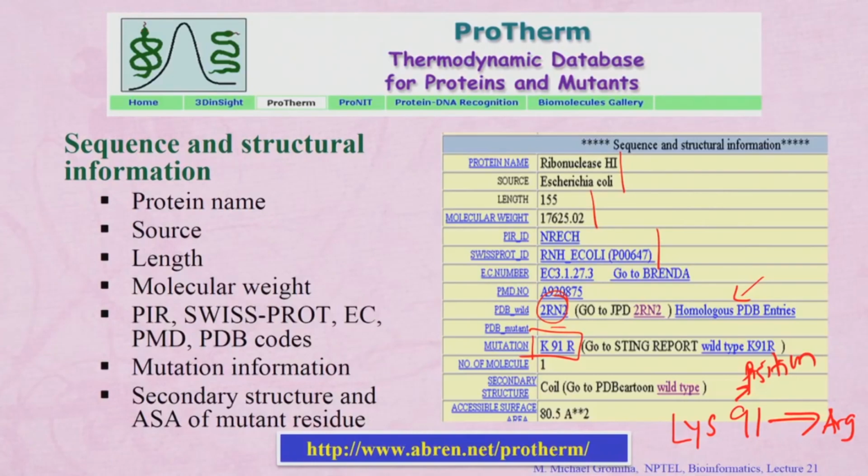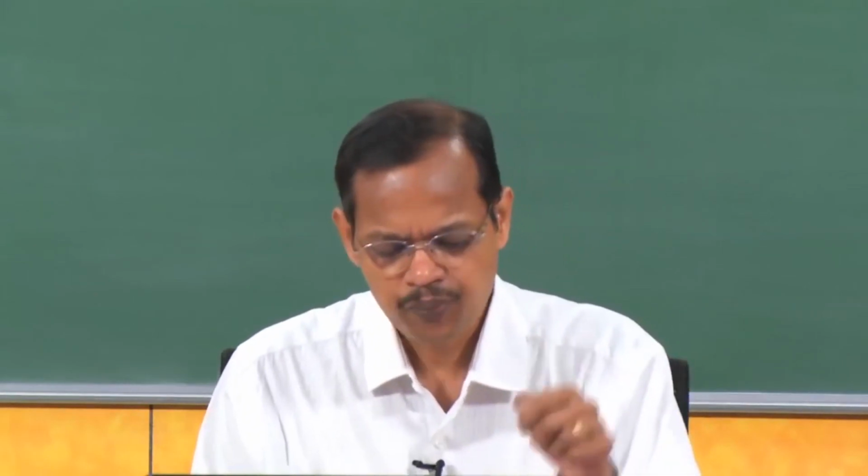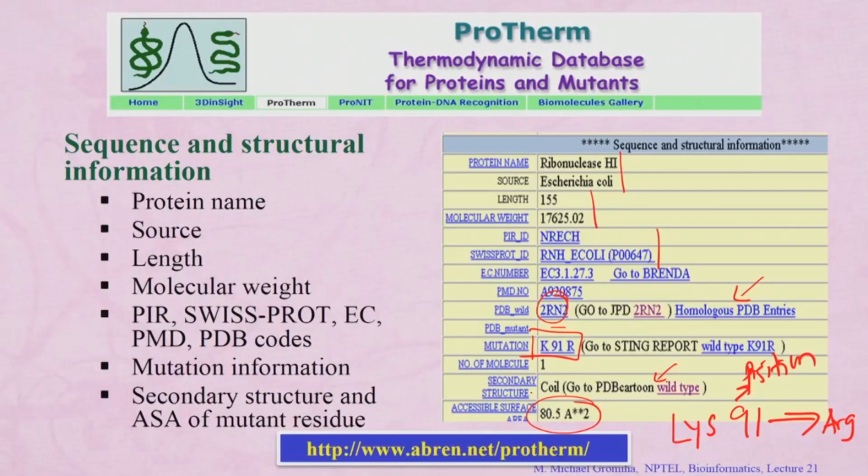Then we give the secondary structure, right. Here this is coil. If you want to see the PDB in cartoon, you can click here. So you can see the cartoon structure and locate the mutant, and you can see this in a coil structure. What are the other regular secondary structures? Helix or strand. So here it is in a coil region. Then accessible surface area, which we discussed earlier, shows how far a residue is accessible to the solvent. This is 80.5 angstrom square. Is it buried or exposed? It is partially exposed, because it is more than 50, so you can see the partially exposed or the exposed region.